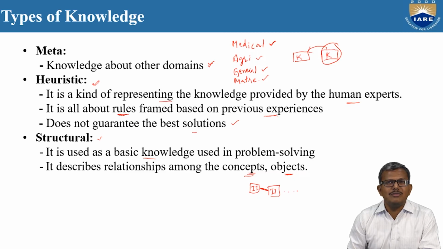Okay, so these are the 5 different kinds of knowledge representation types. Okay, so in general we can say that there are 5 different ways how we can represent the knowledge. One is either declarative, or procedural, or meta, or heuristic, or structural.